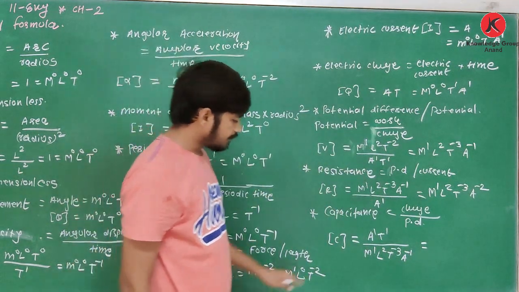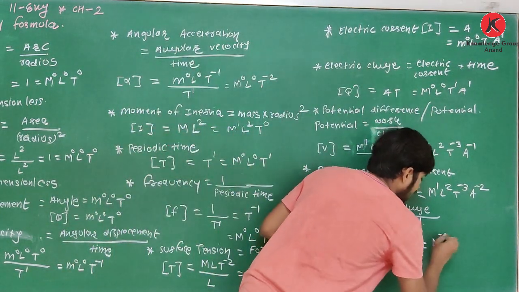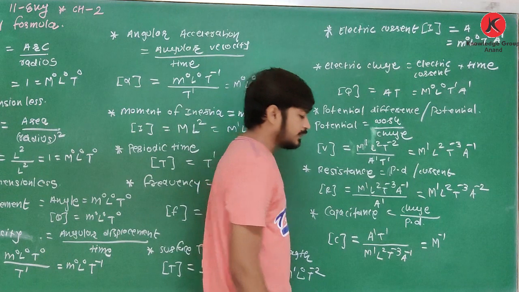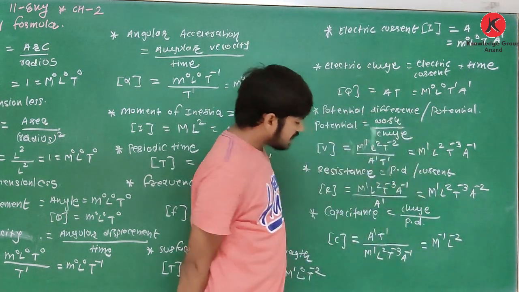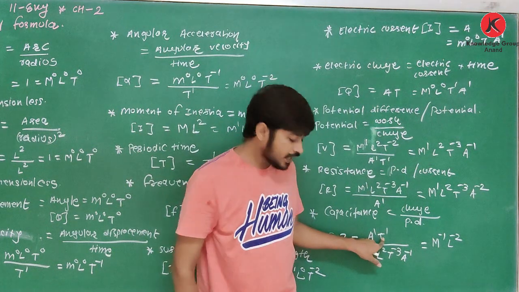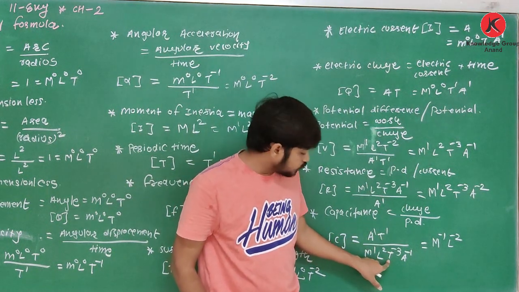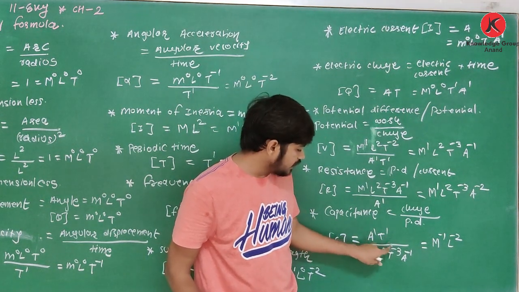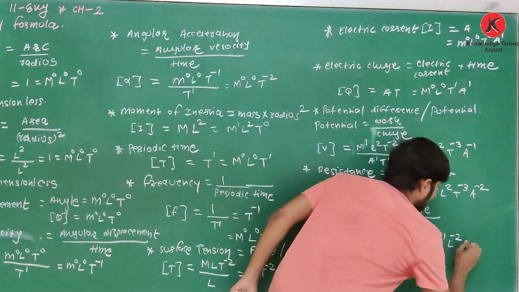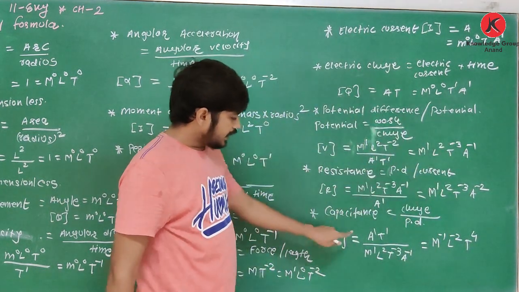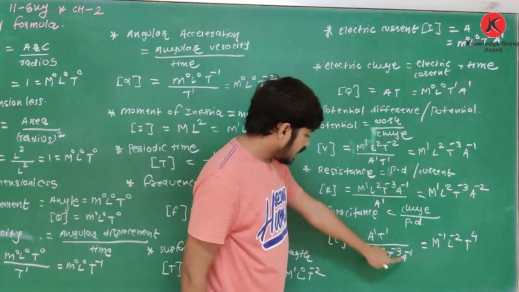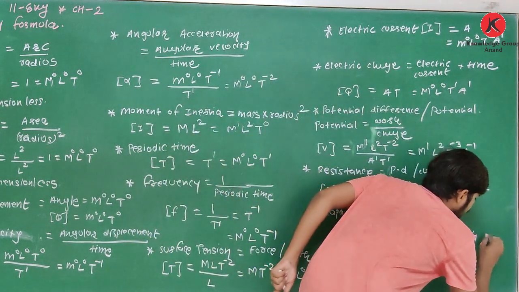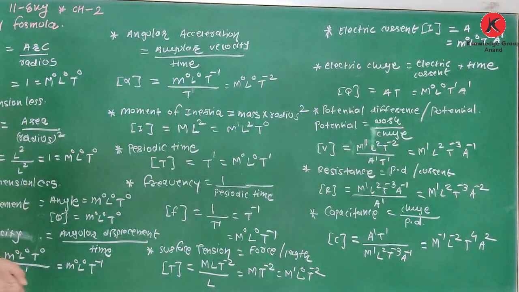Now you have to simplify this. See, M1, only one term. And if I take M1 in numerator, it will become M minus 1. L2, it is in denominator. If I take L2 in numerator, it will become L minus 1. Now about T, here it is T1, and in denominator it is T minus 3. So if I take this T minus 3 in numerator, it will become positive. Yes or no? And this 1 and 3 to be added. So yes, it is T4. Here it is A minus 1. If I am taking A minus 1 in numerator, it will become positive. Then A1 into A1, it will become A2. Clear about this?